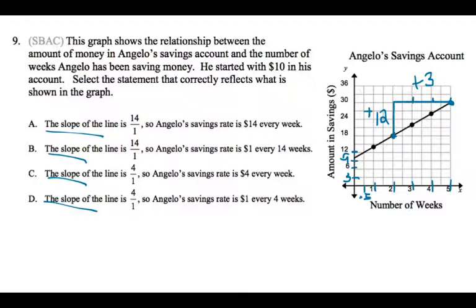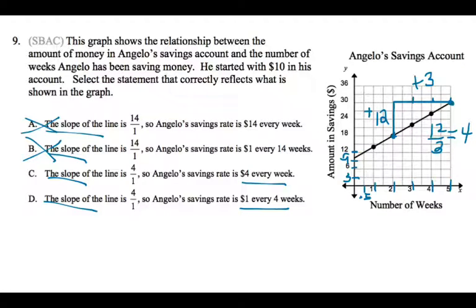Okay, so again, the tick marks are going to determine your answer here, so be very, very careful. So my slope is 12 over 3. They're both positive, so it's going to be a positive 4. So that means A is out, B is out. So it's either C or D. Now the savings rate is $4 every week, or $1 every 4 weeks.